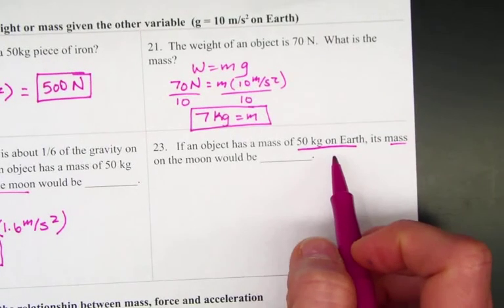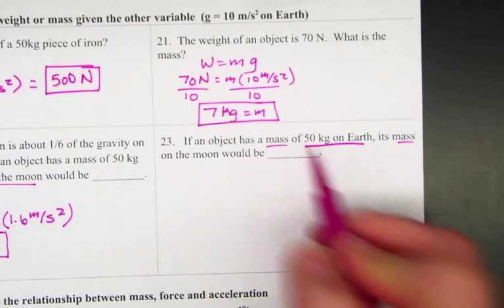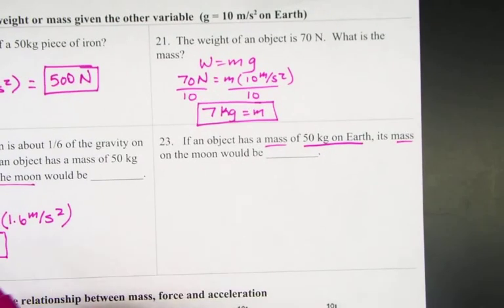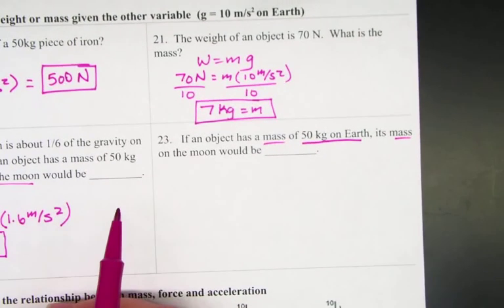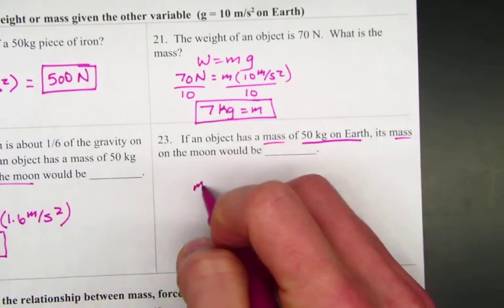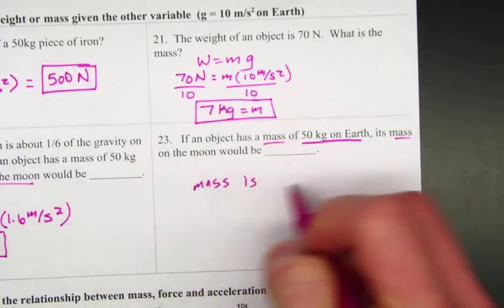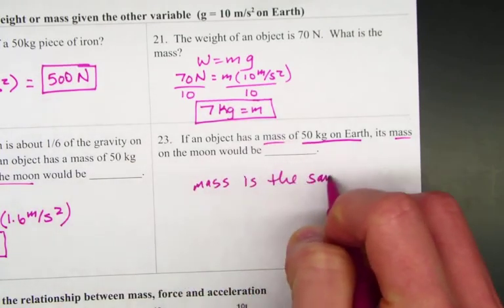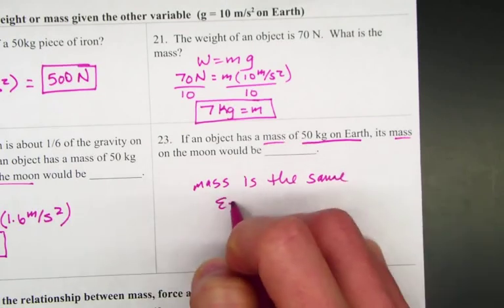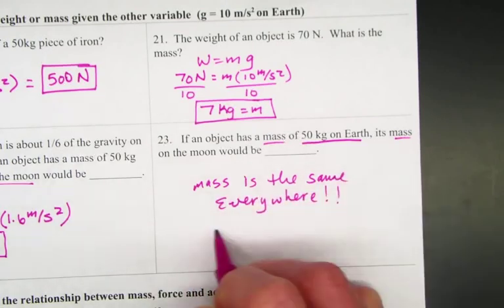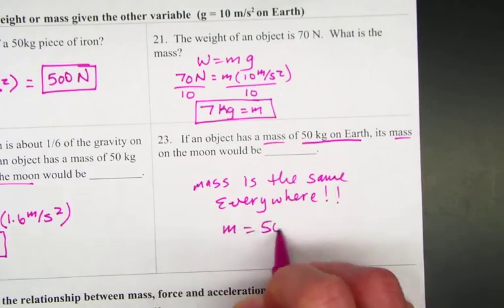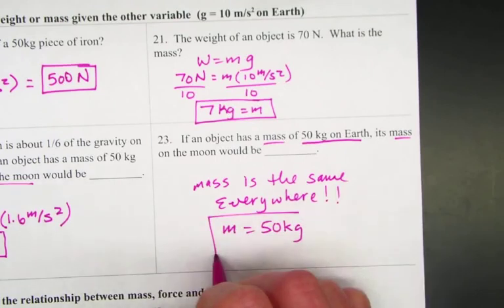So here, this is a trick question, all right? If you know your mass on Earth, you know your mass on the moon, you know your mass on Pluto and Mars, on the sun. The mass is not going to change. So the mass is the same everywhere. So mass here is just going to be 50 kilograms.